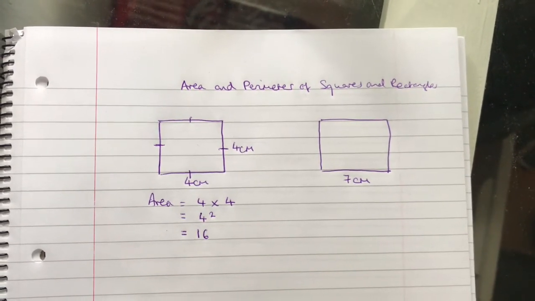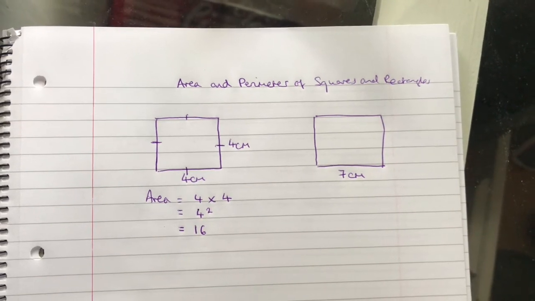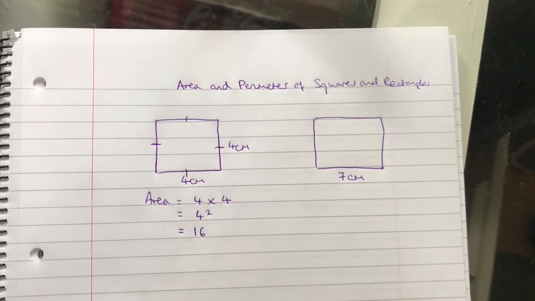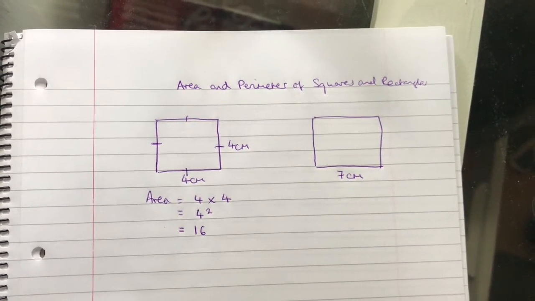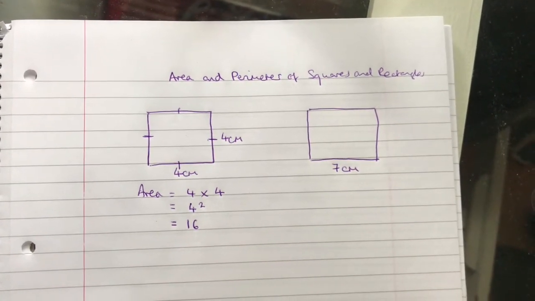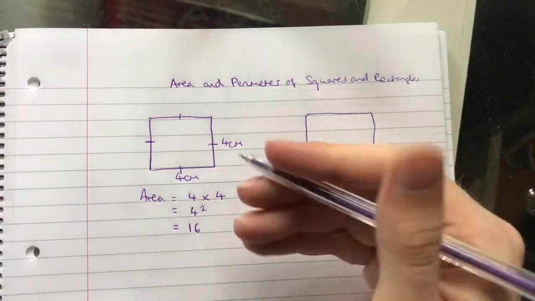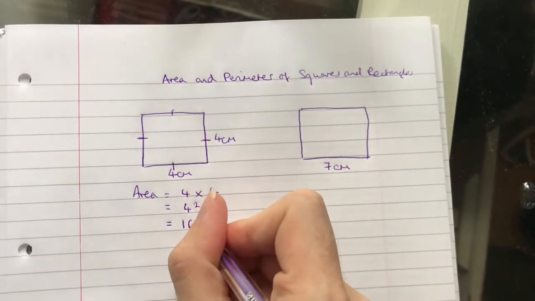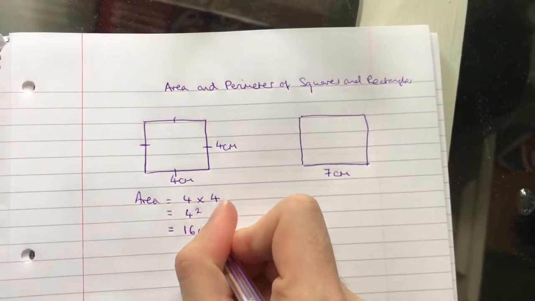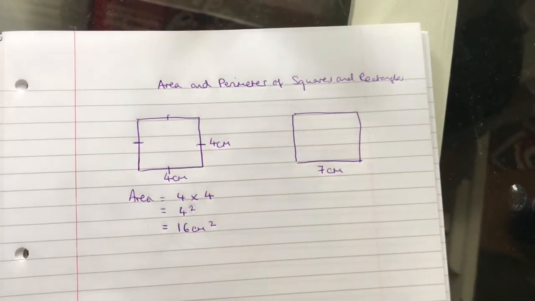If the units of the sides, the edges of the square, is 4 centimetres, what would the units of the area be? Little hint here. Well, hopefully, I expect you got that right. It's centimetres squared. Good job.